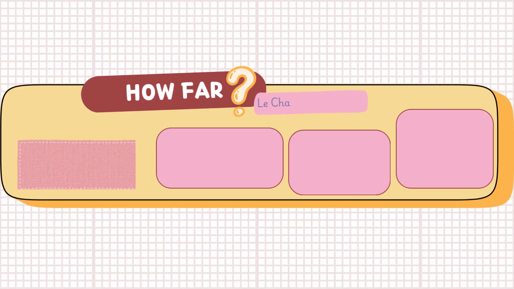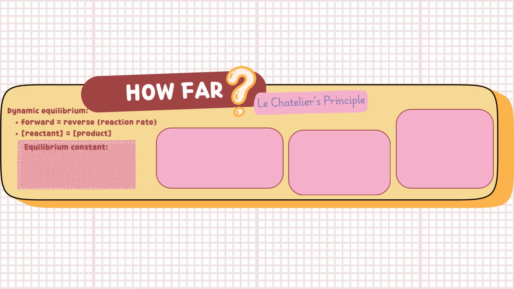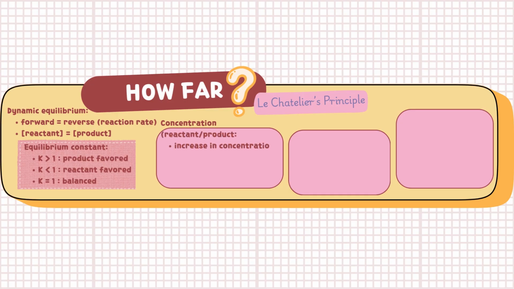This section deals with chemical equilibrium, where the rate of the forward and reverse reactions are equal. The position of equilibrium can shift depending on concentration of reactants or products, temperature, Le Chatelier's principle, and pressure, especially in gases. For example, if you increase the concentration of a reactant, the system shifts to produce more product. Increasing temperature favors the endothermic direction.